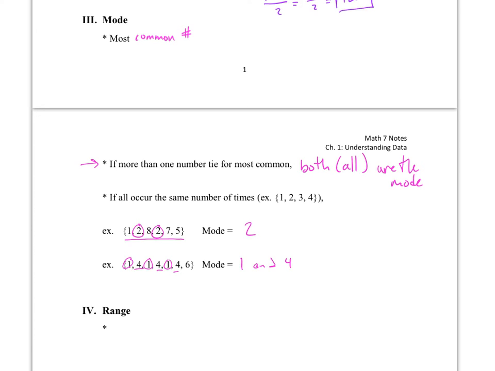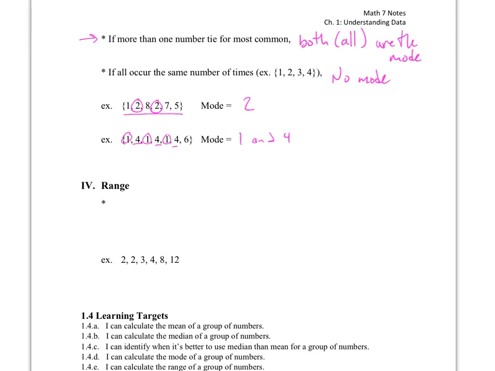Well, Mr. Elzinga, what if no numbers repeat or they're all the same repeating? Like in this example, 1, 2, 3, 4, no number repeats. Then in this case, there is no mode. So if everything is exactly the same amount, it's no mode. If it's a tie all the way across, it's no mode. If there's other numbers that don't tie, then you would still have a mode. Questions on mode? All right, last we have range.